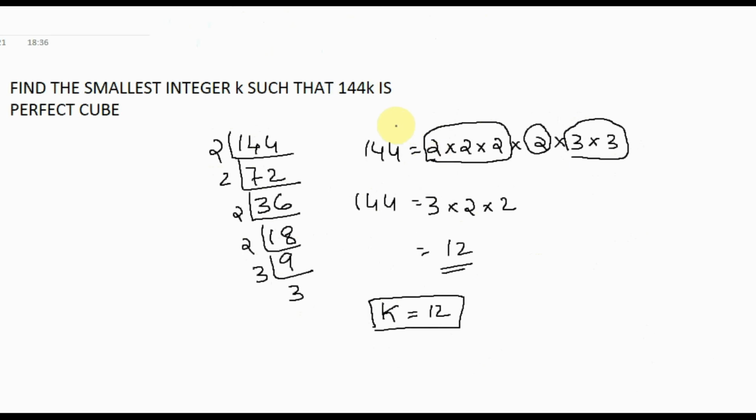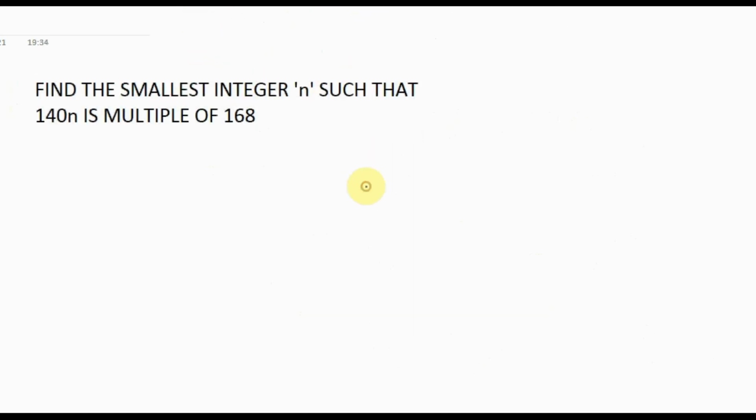Next question. Find the smallest integer n such that 140n is a multiple of 168. That means we can write, if 18 divided by 2, we can say 18 is a multiple of 2, because 2 into 9 becomes 18. 2 is a factor of 18, 18 is a multiple of 2.